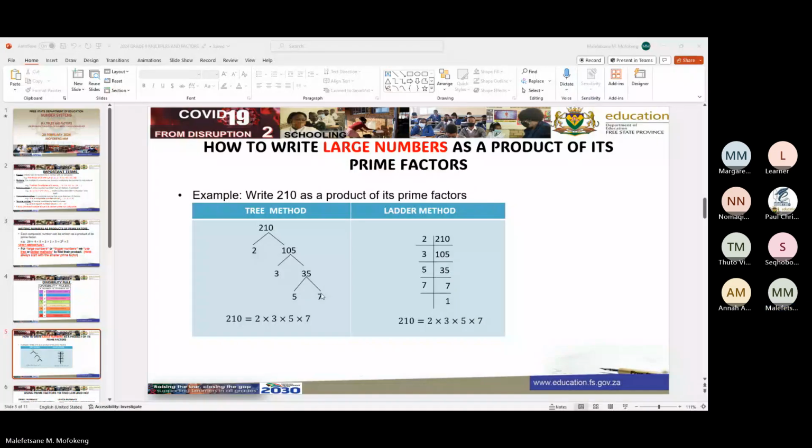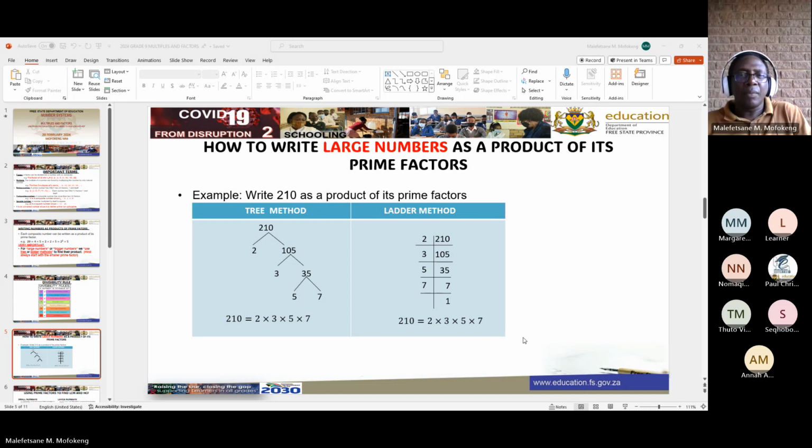The ladder method is when you divide, taking the first prime number, which is 2, and you divide 210 by 2, we get 105. Then we see 2 cannot go into 105, so we take 3, the second prime number. 3 goes into 105 how many times? It goes 35 times. Then 3 cannot go into 35, so we take the next prime number, which is 5. It will go into 35 7 times.